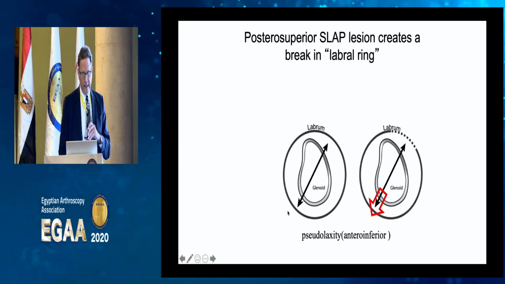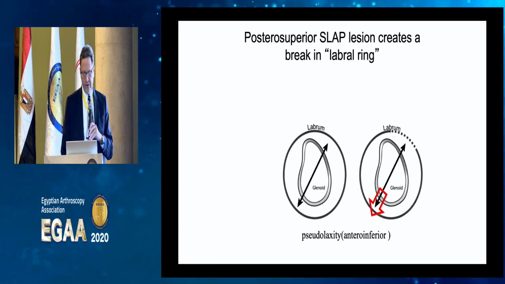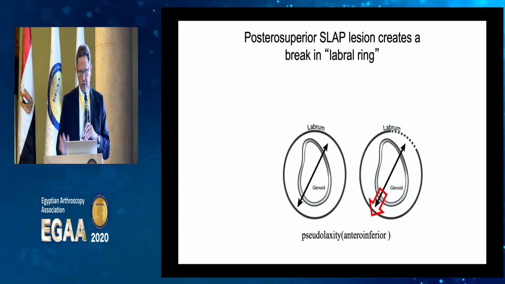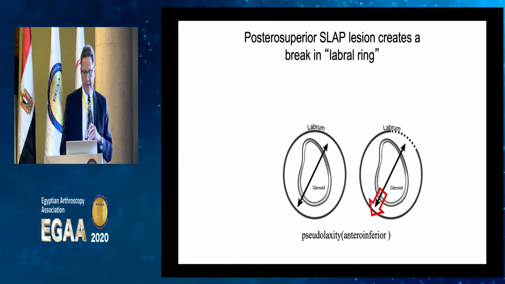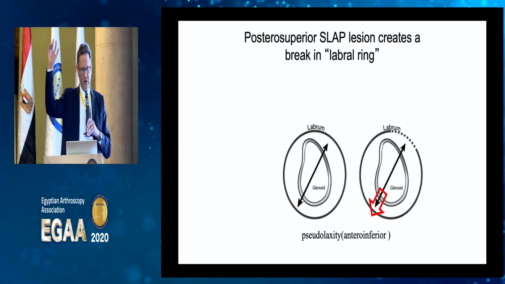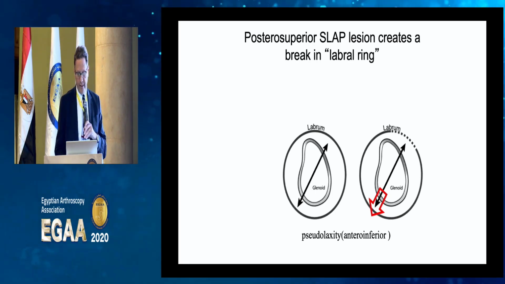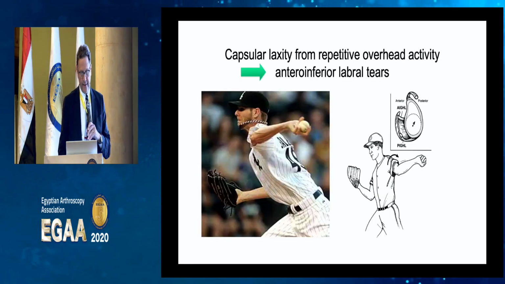Why? Because once you get a pseudolaxity, the humeral head goes posteriorly like this. It can go back and forth like that. The SLAP tear can create some laxity anterior inferiorly. The humeral head can be forced anterior inferiorly and cause some pseudolaxity of the shoulder. So the posterior superior SLAP tear can cause a break in the labral ring and create translation of the shoulder. In a position like that, the humeral head should not sublux anterior inferiorly because it will decrease performance in the throwing athlete.